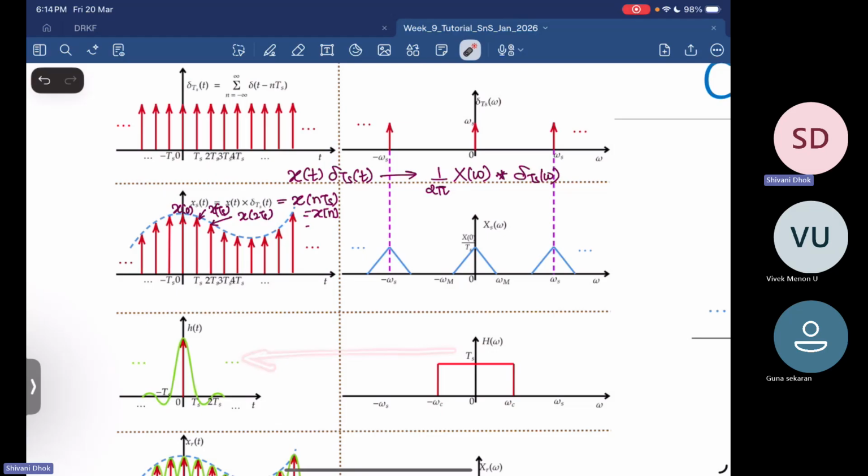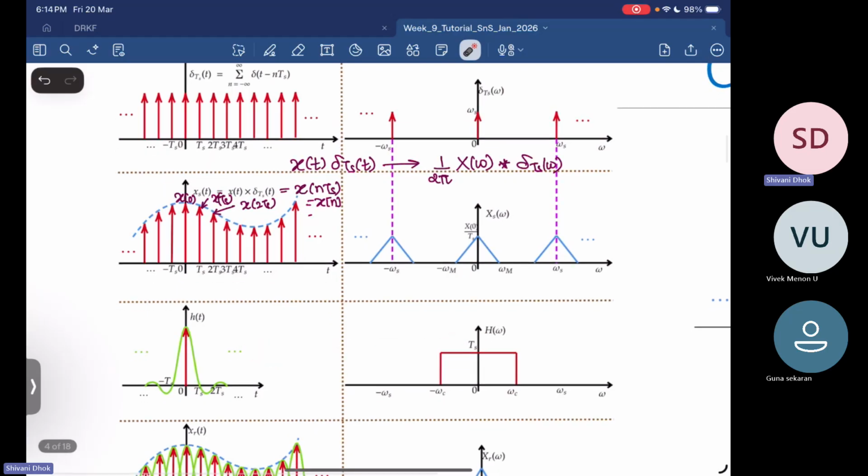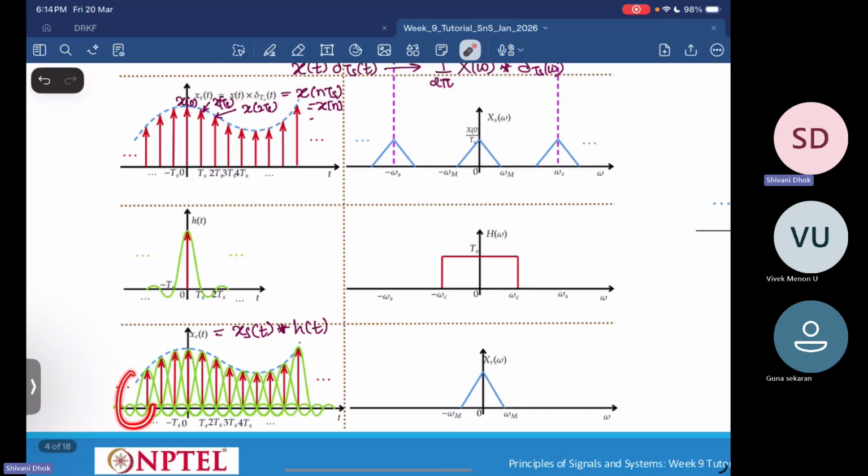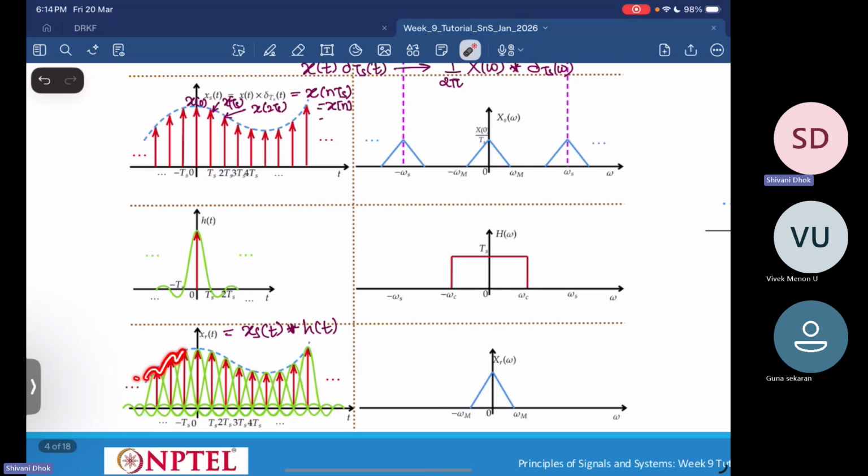So now what you do, this xr of t is basically x s of t convolved with your h of t, and that gives you sinc functions located at every location of your impulses. And then we take into account the envelope of this particular thing to retain back our original signal.